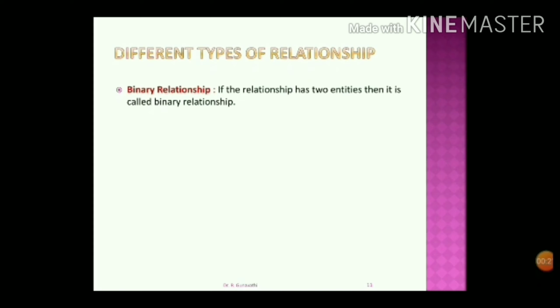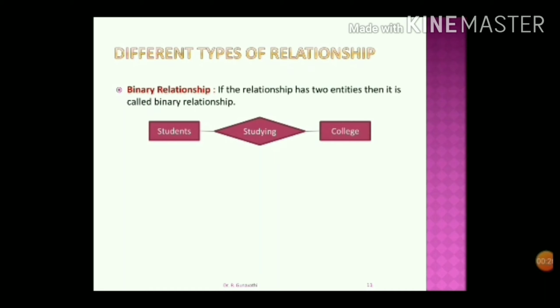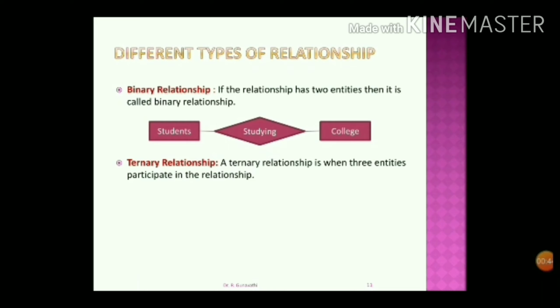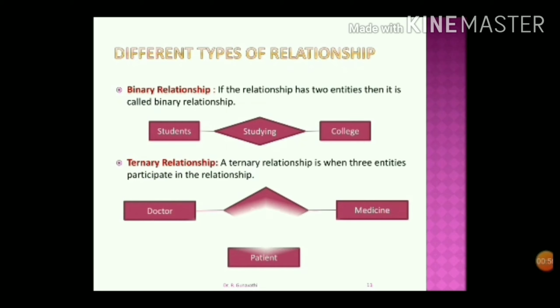Different types of relationship. The degree of relationship is the number of participating entity types. There are n number of relationship types. If the degree of relationship is 2, then it is a binary relationship. If the degree of relationship is 3, then it is called a ternary relationship, and so on. For example, in the relationship where a student studies in a college, student and college are two entity types.